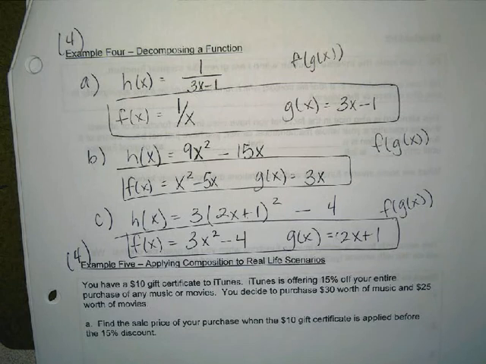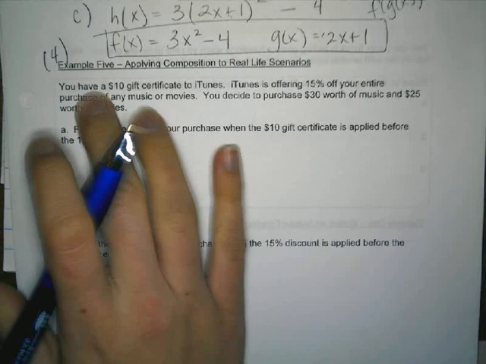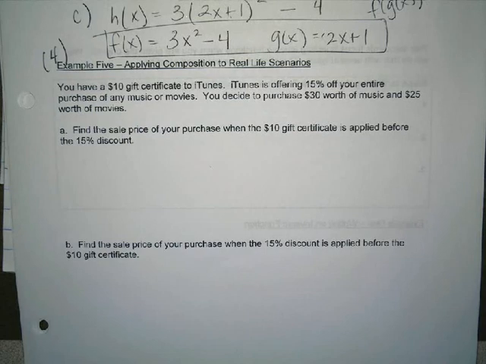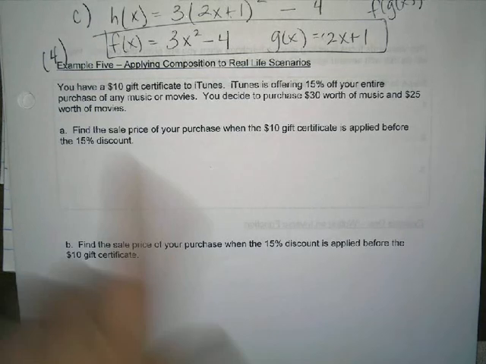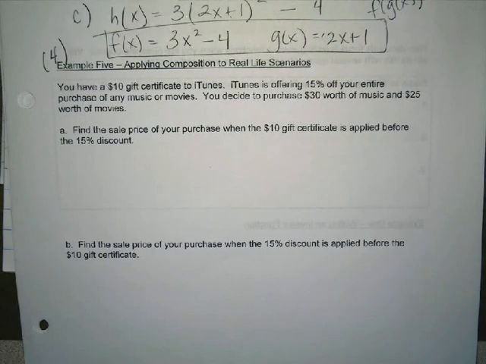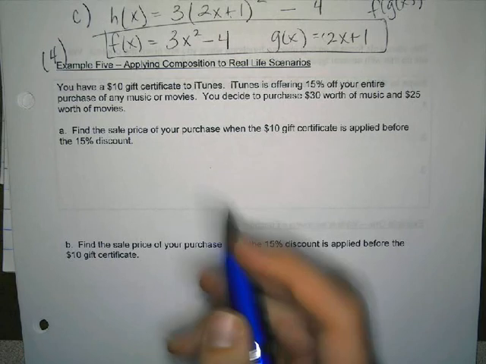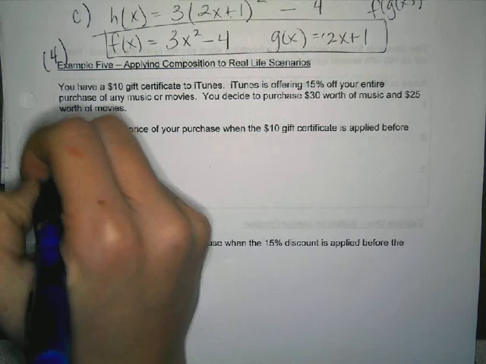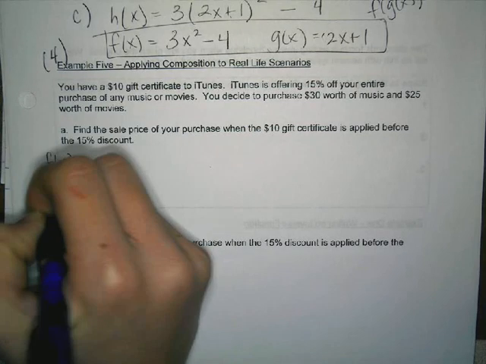Okay, for example 5. This is another 4-type problem. It's actually applying composition to a real-life scenario. You have a $10 gift certificate to iTunes. iTunes is offering 15% off your entire purchase of any music or movies. You decide to purchase $30 worth of music and $25 worth of movies. We're supposed to find the sale price of your purchase when the $10 gift certificate is applied before the 15% discount. Okay, so let's actually make our 2 functions, because we've got to have 2 to work from.